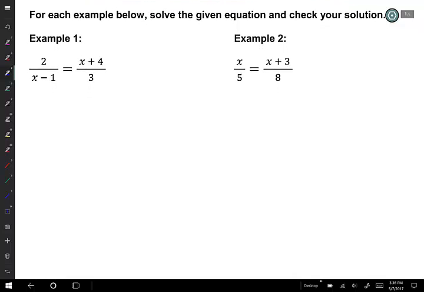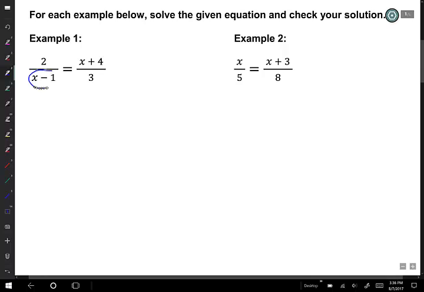First scenario, we have a fraction equals a fraction. So we're going to use the cross products of the means and the extremes. Just so you remember, the means are the ones on this diagonal, and the extremes are the ones on the green diagonal. So the product of the means and the extremes: x minus 1 times x plus 4 equals 2 times 3, which will be 6.